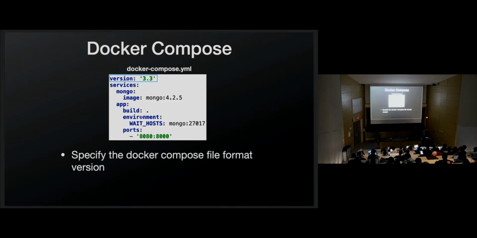So let's go through this file. First line, specify the version of Docker Compose that you want to use. So certain features in Docker Compose are only in certain version numbers. Just tell Docker Compose what version number you wrote your file in.